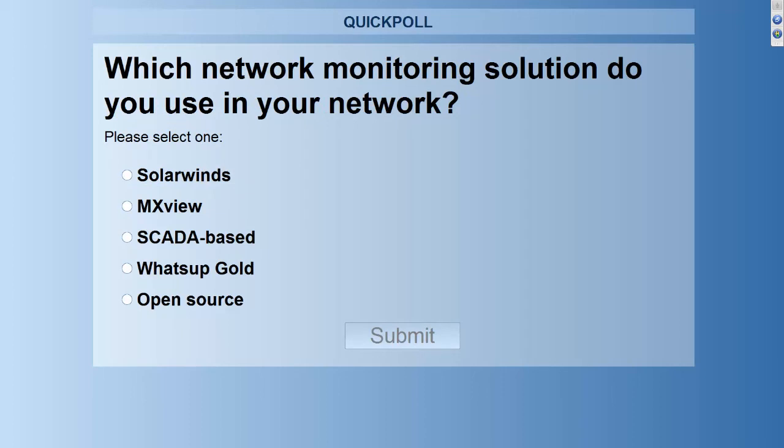Which leads us to our next live poll. Which network monitoring solution do you use in your network? Some of the choices here: SolarWinds, MXView, SCADA-based, What's Up Gold, or open source. If you're using something that's not on the list, we would welcome you to let us know what that is through the comments later.